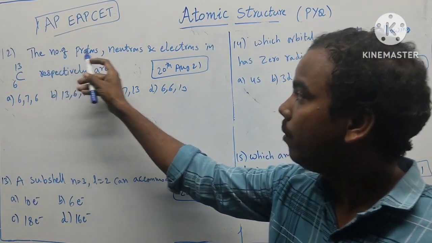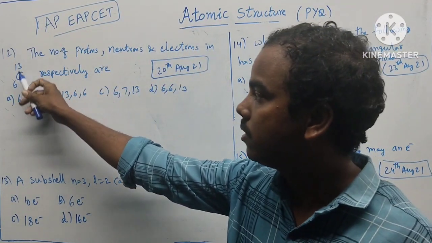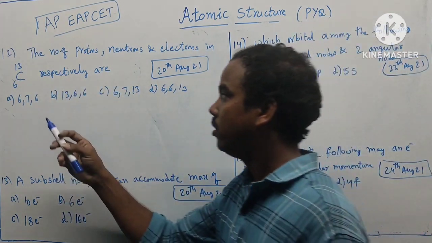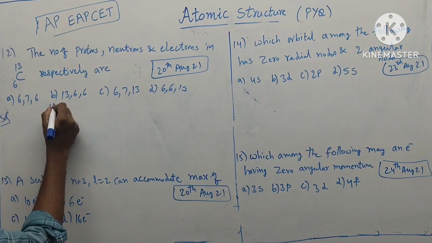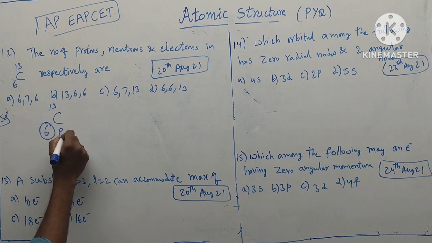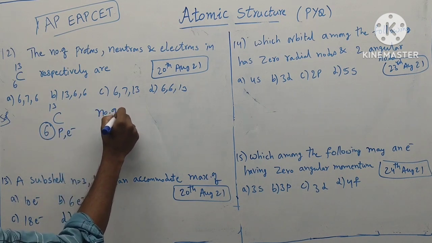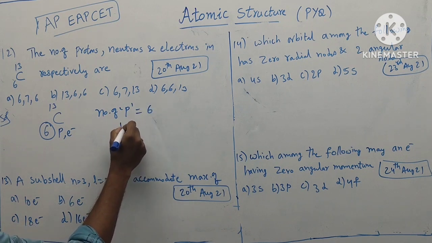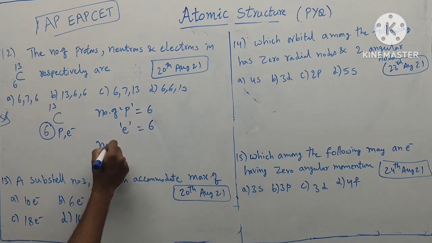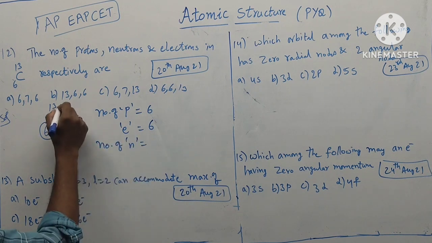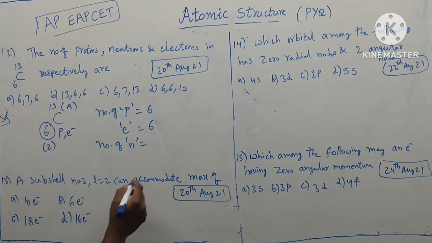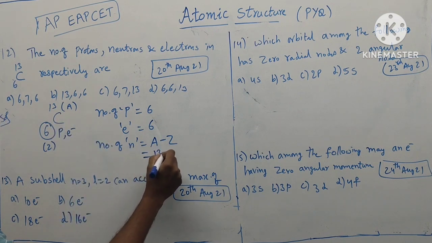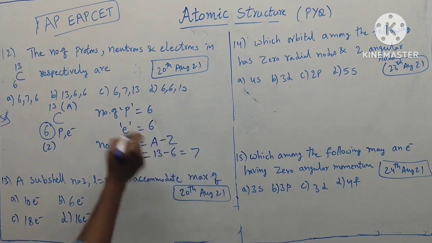Question: the number of protons, neutrons and electrons in C6, 13 respectively are. So C6, 13 indicates the number of protons and electrons. That means the number of protons equals 6, so the number of electrons equals 6. The number of neutrons is A minus Z, atomic mass minus number of protons. 13 minus 6 is 7. So 6, 6, 7.